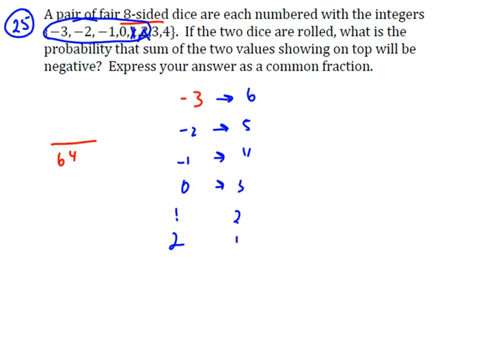And so our answer is going to be 6 plus 5 plus 4 plus 3 plus 2 plus 1, which is 21. And 21 over 64 is simplified and is the correct answer.